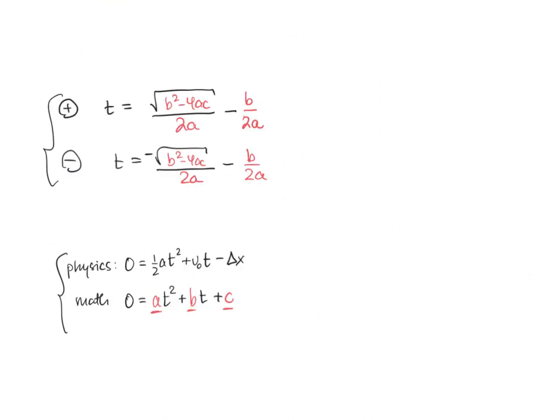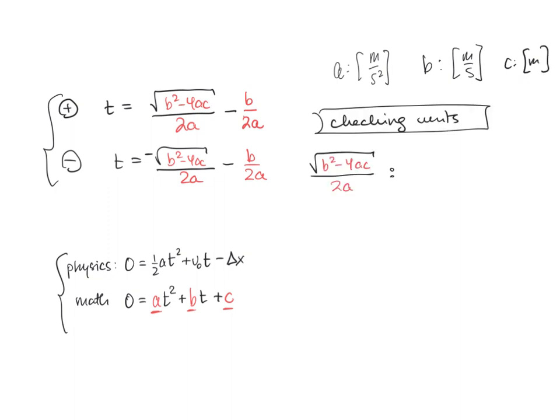So I promised I'd check out the units for us. Let's remember what our units were. This math A is 1/2 of our acceleration, so this A has units of meters per second squared. B for us was our starting velocity, so that has units of meters per second. And C for us was a displacement, so it should have units of meters. Okay, so let's go through and check the units of these terms.